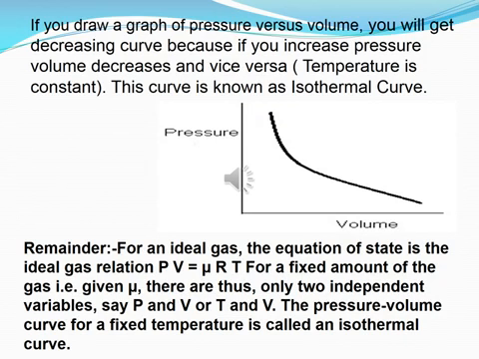It is important to note that for an ideal gas, the equation of state is the ideal gas relation, which is PV is equal to nu RT. For a fixed amount of gas, that is, it should have certain value of nu or number of moles, there are thus only two independent variables, say P and V or T and V. This pressure volume curve for a fixed temperature is called an isothermal curve.